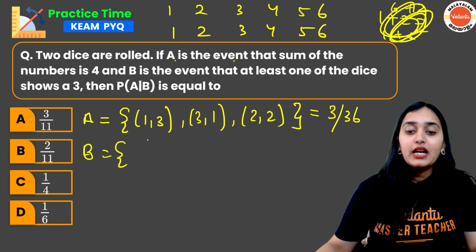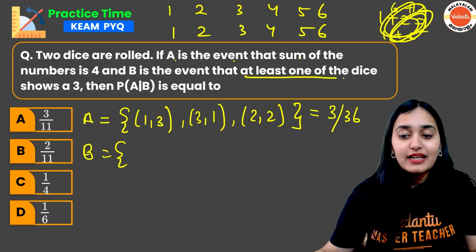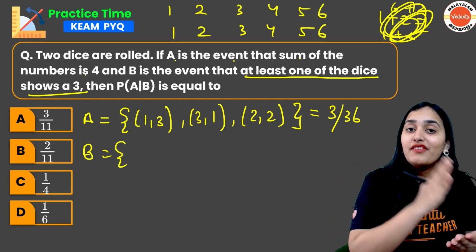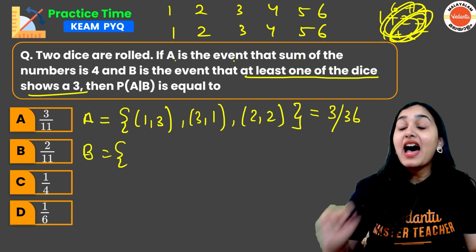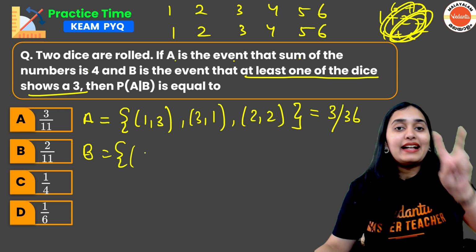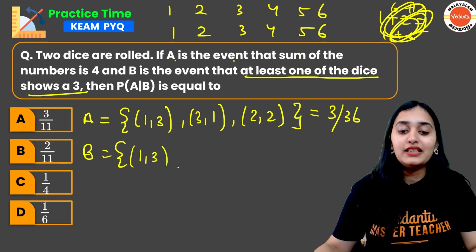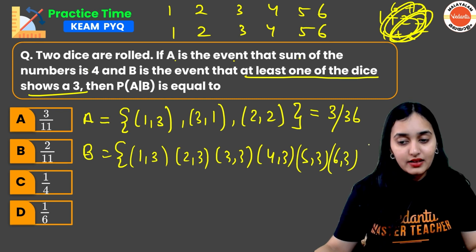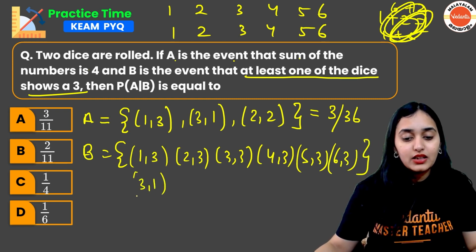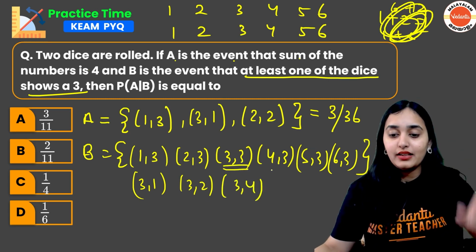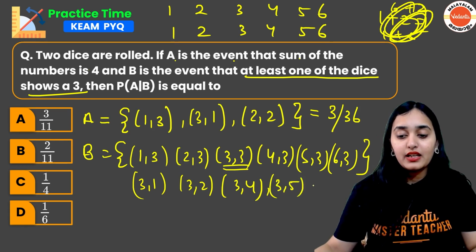What is set B? Event B is that at least one of the dice shows a 3. At least in one die, a 3 should come. How many such outcomes are possible? There are a lot. At least in one a 3 should come. So either 1 3, 2 3, 3 3, 4 3, 5 3, 6 3, right? Similarly, 3 1, 3 2, 3 4, and 3 3 we will not take because we have already taken 3 3, right? 3 5, 3 6.